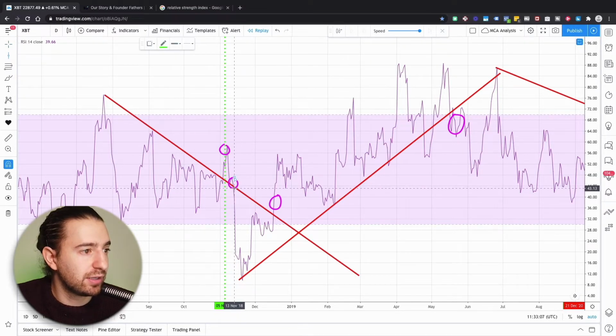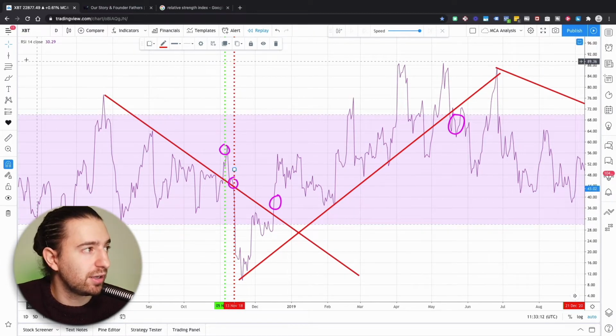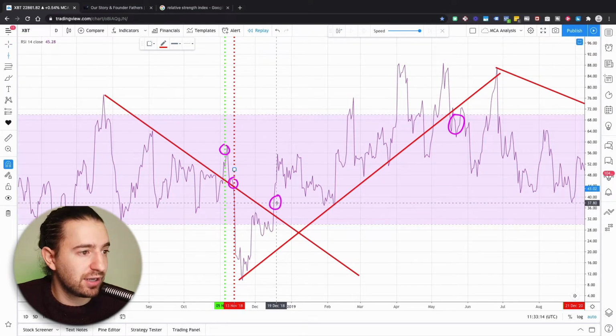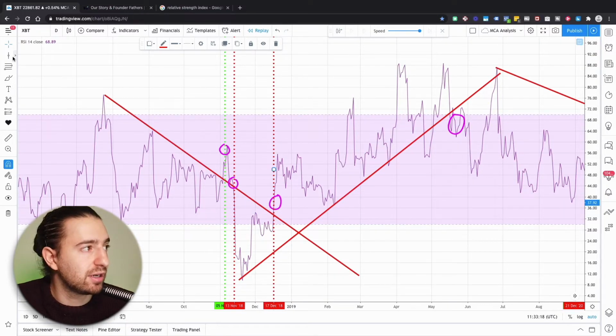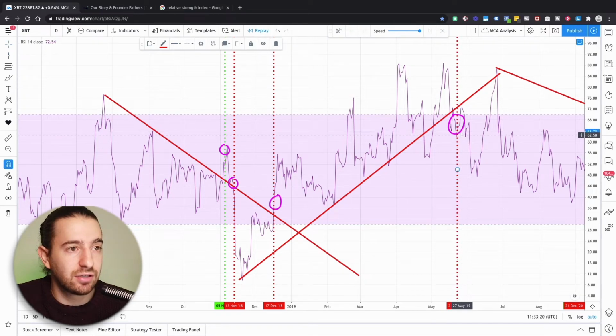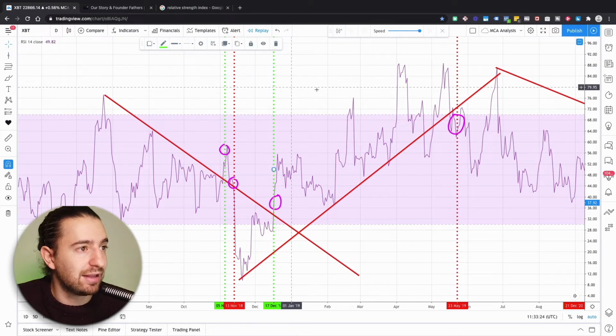We sold over here because we broke below the trend line. We then broke above the trend line again over here. So that's a buy. And then right over here, we broke below the trend line. So that's a sell. Now, I haven't looked at the chart yet, so I don't actually know what this looks like. So let's look at the chart.